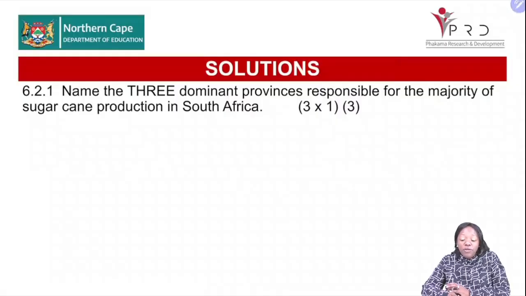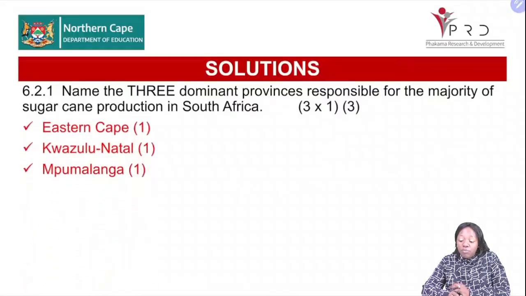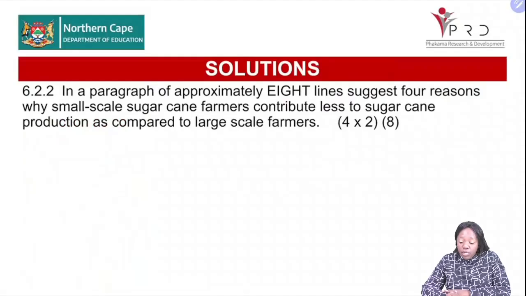So number 1, you are supposed to give the 3 dominant provinces that are responsible for the majority of sugarcane production in South Africa. We have your Eastern Cape, your KwaZulu-Natal, as well as your Mpumalanga. Then secondly, you're supposed to give in a paragraph question why the small-scale sugarcane farmers contribute less to the sugarcane production as compared to the large-scale farmers.